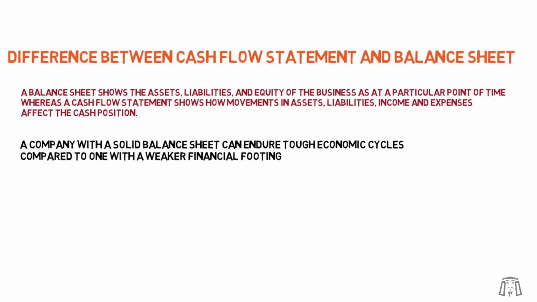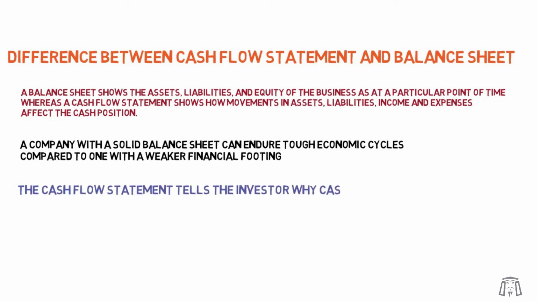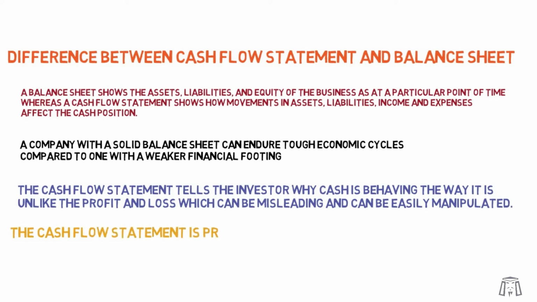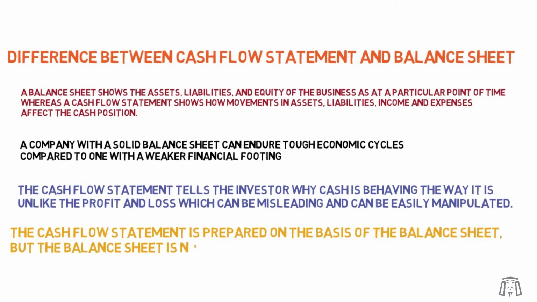A company that has a strong balance sheet can endure tough economic cycles. The cash flow statement tells the investor why cash is behaving the way it is, unlike the profit and loss, which can be misleading and can be easily manipulated. That is why I also prefer the cash flow statement. Another reason is that the cash flow statement is prepared on the basis of the balance sheet, but the balance sheet is not prepared on the basis of the cash flow statement.